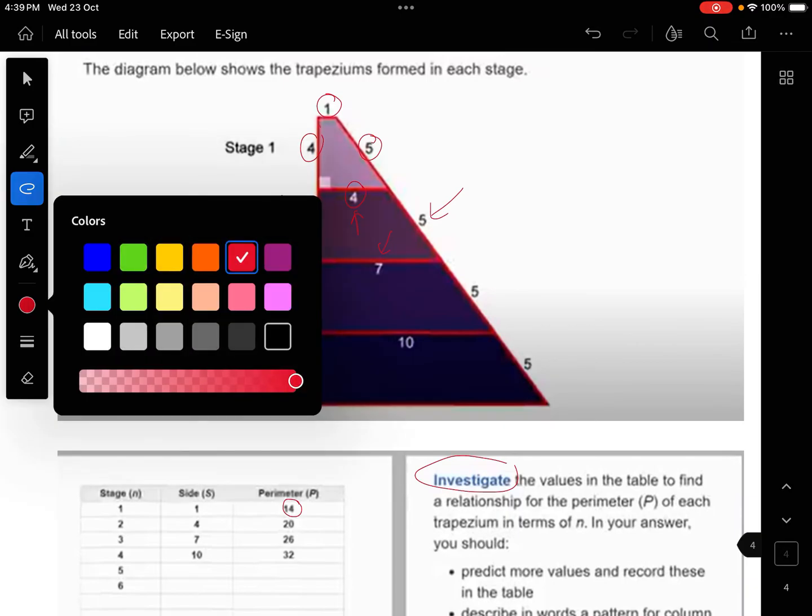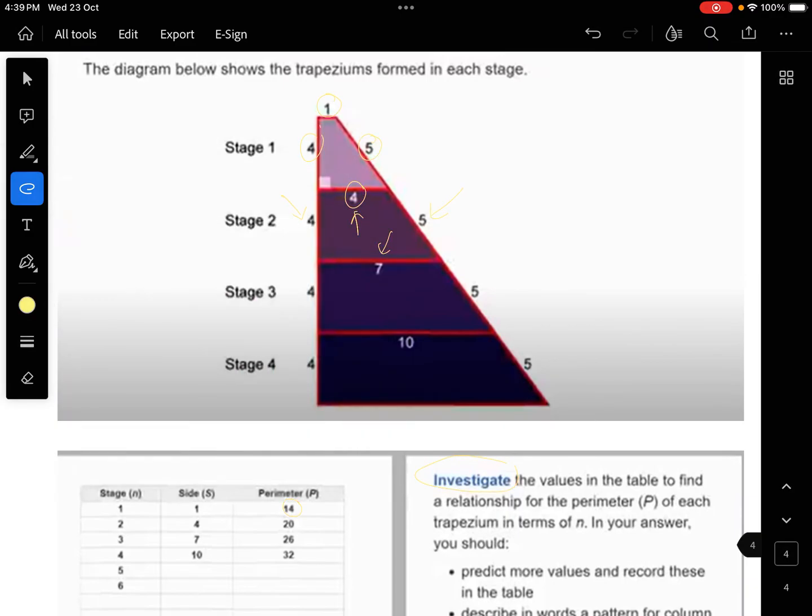Probably red is not a good idea. Just probably use yellow. Okay, if you realize that this length and this length in stage 1, 2, and even stage 3 and so on, they always have the same length. Even the diagonal for each of the stages have the same length as well. So the only variable that changes from stage 1 and so on is this number here.